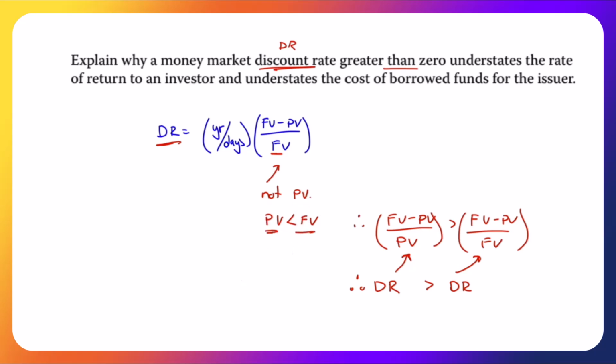less than future value. Therefore, the term of future value minus present value over present value will be greater than future value minus present value over future value. So the discount rate associated with this term will be greater than the discount rate associated with this term. So if this term is larger, then the discount rate will be larger by using the PV instead of the FV. So using FV, this discount rate understates the cost of borrowed funds and understates the return to an investor.